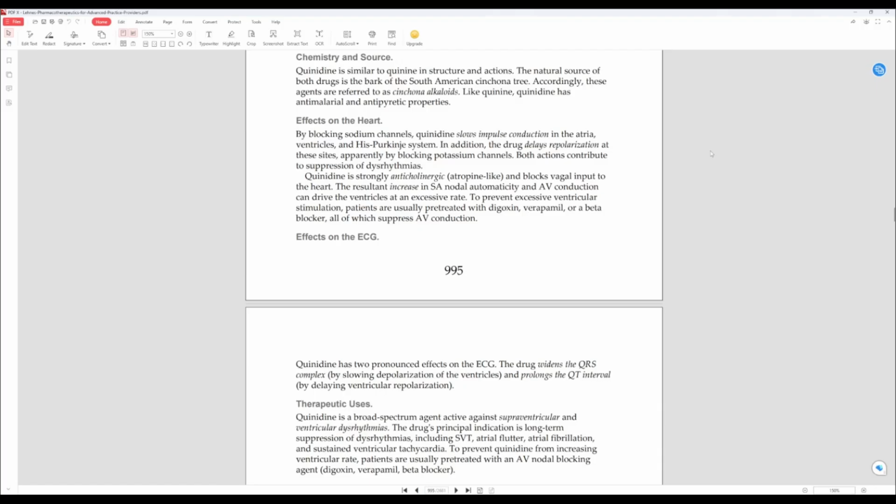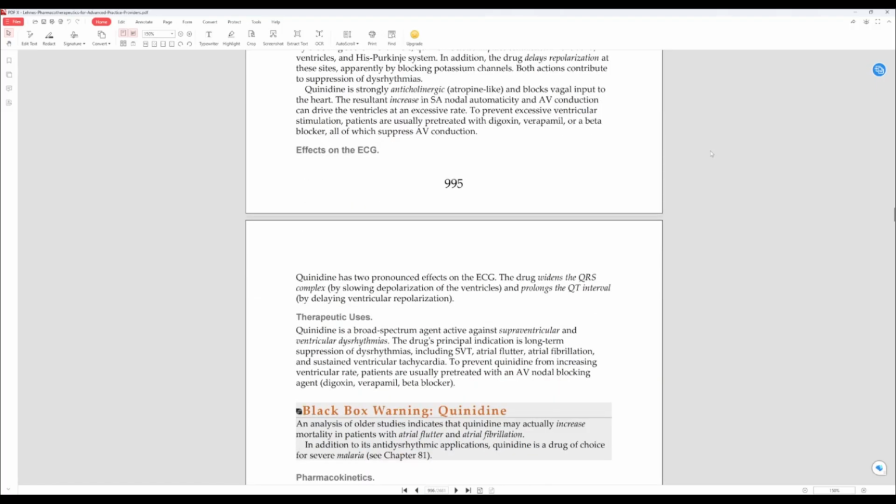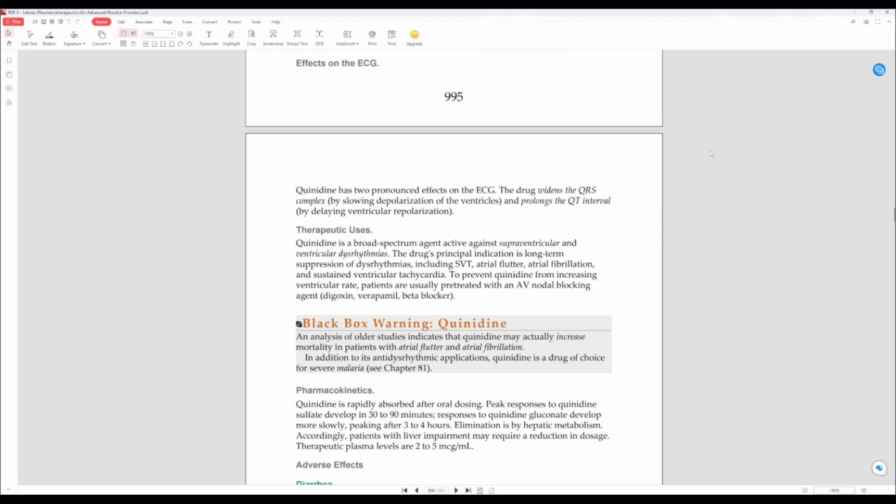Quinidine is strongly anticholinergic, atropine-like, and blocks vagal input in the heart. The resultant increase in SA nodal automaticity and AV conduction can drive the ventricles at an excessive rate. To prevent excessive ventricular stimulation, patients are usually pretreated with digoxin, verapamil, or a beta blocker, all of which would suppress AV conduction.